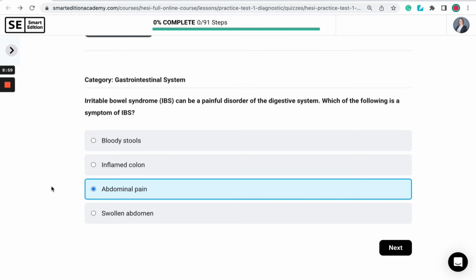IBS, or irritable bowel syndrome, is a disorder of unknown cause in which intestinal motility is abnormal. Patients will exhibit pain, generally in the left lower quadrant, especially after eating, and they may have alternating bouts of diarrhea and constipation.